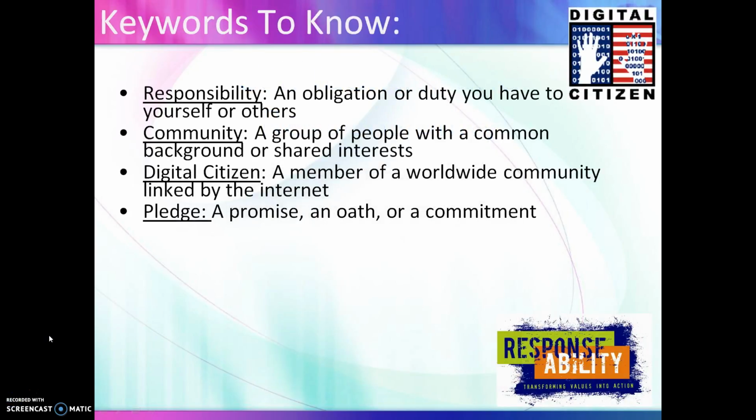Here are some keywords to know. These words will come up during the lesson. The first is responsibility. This is an obligation or duty you have to yourself or others. Community is a group of people with a common background or shared interests. Digital citizen is a member of a worldwide community linked by the internet. And a pledge is a promise, an oath, or a commitment.